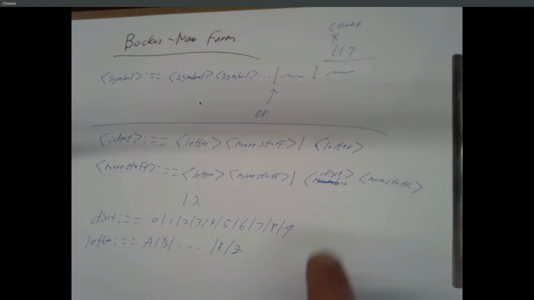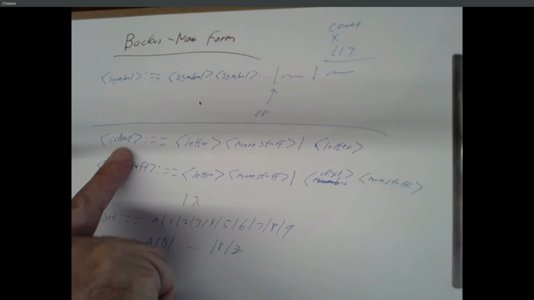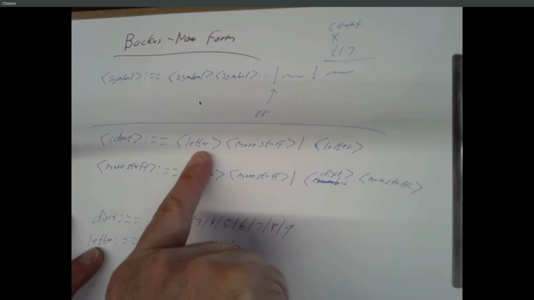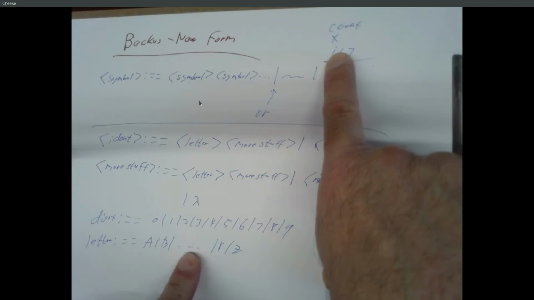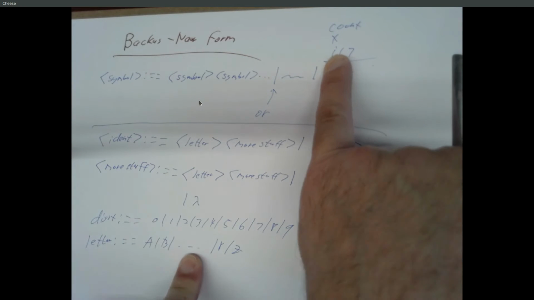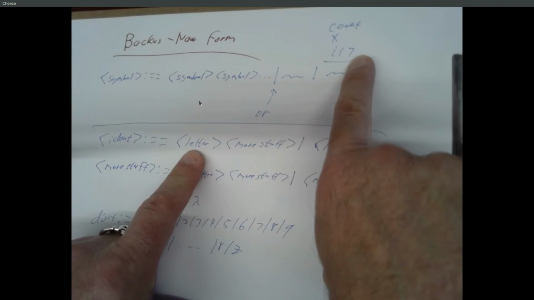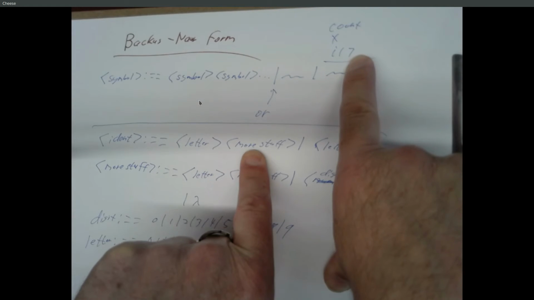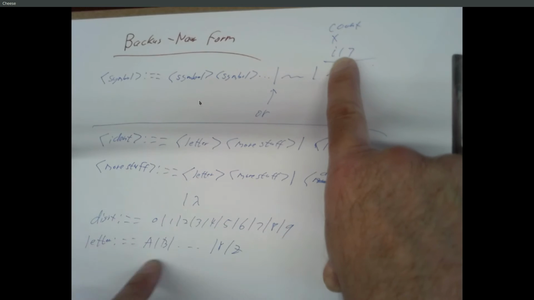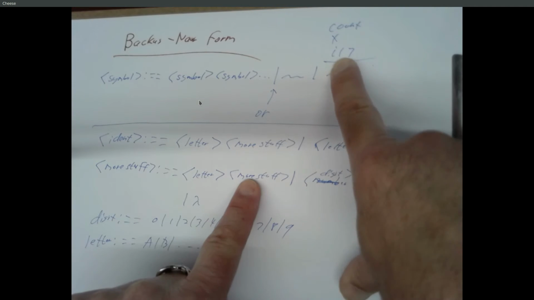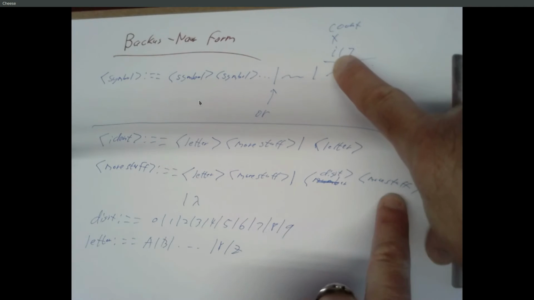Now if I take something like I-17, I can ask, is that an identifier? Well, is it a letter followed by more stuff? Is I a letter? Yes, it's an I. So I is a letter. Is 17 more stuff? Well, it could be a letter followed by more stuff. Is 1 a letter? No, it's not. Could be a digit followed by more stuff. Is 1 a digit? Yes, it is.